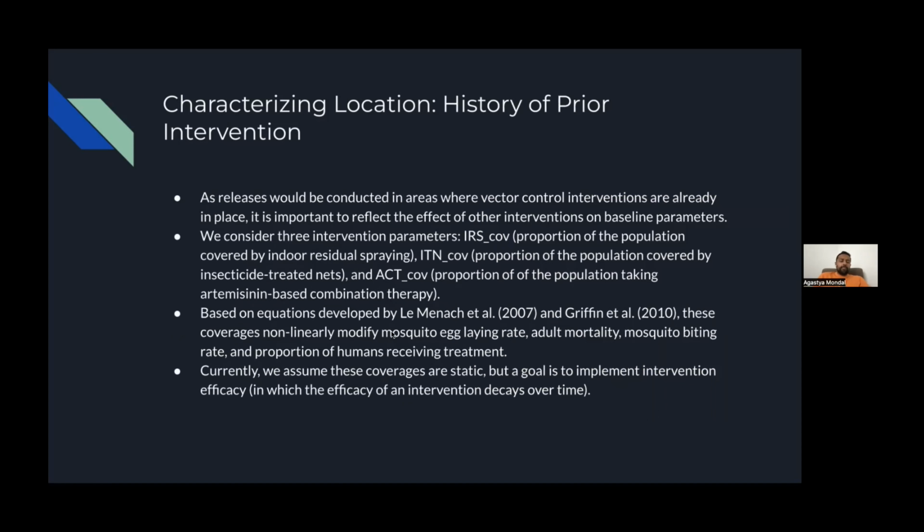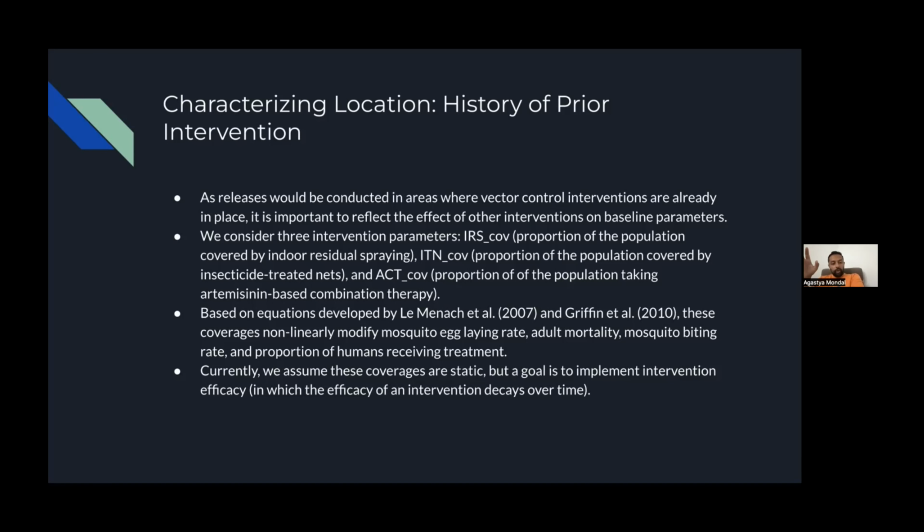Another important aspect of characterizing a location refers to the history of prior interventions that already exist there. Right now we're just considering 3 static interventions: the proportion of the population covered by indoor residual spraying, the proportion covered by insecticide treated nets, and the proportion taking artemisinin-based combination therapy. Based on equations developed in prior literature, these coverages non-linearly modify the mosquito egg-laying rate, the adult mortality, the biting rate, and the proportion of humans receiving treatment.